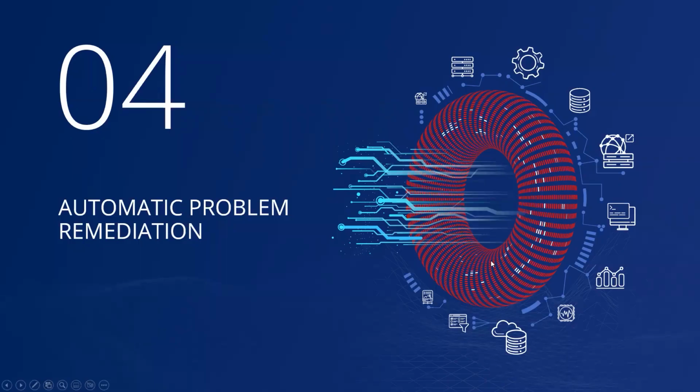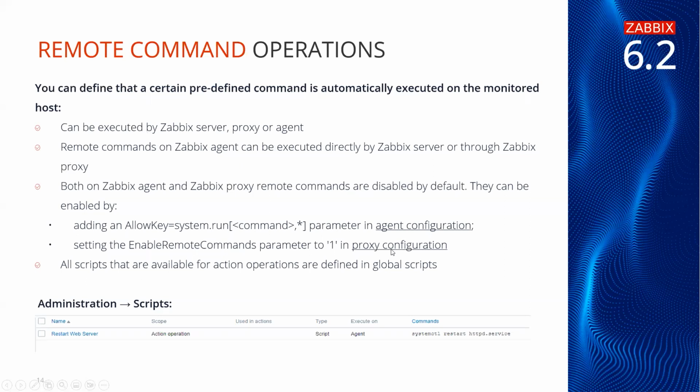The fourth scenario now, we already have this automatic message. It's escalating to the groups, but now we want to have an automatic remediation. You can tell Zabbix to execute remote commands. We already saw that. And it's going to be automatically executed by the Zabbix server, the proxy, or the agent. Remote commands on Zabbix agent can be executed directly by the Zabbix server or through the Zabbix proxy, meaning that the Zabbix agent will receive the command from the server or the proxy.